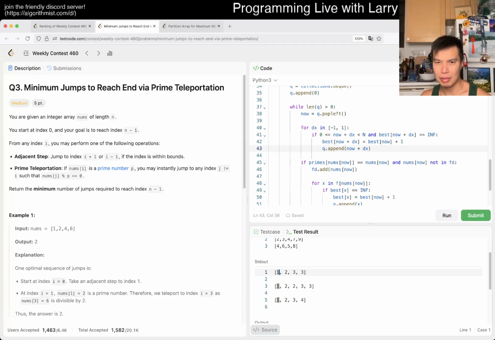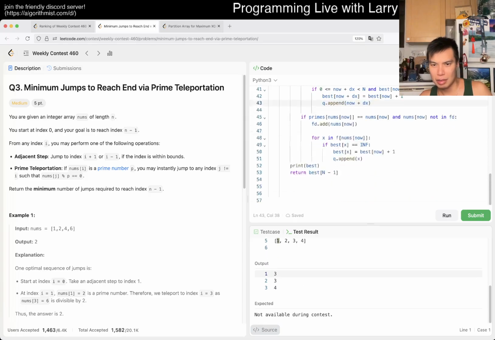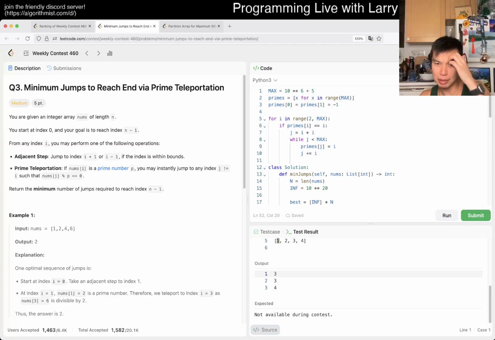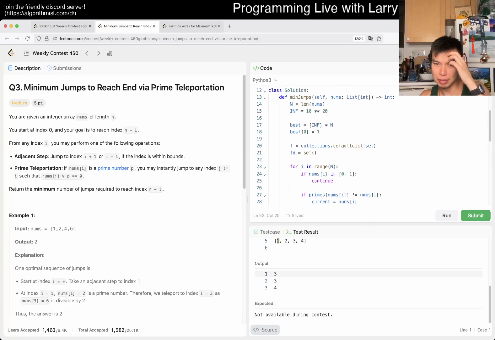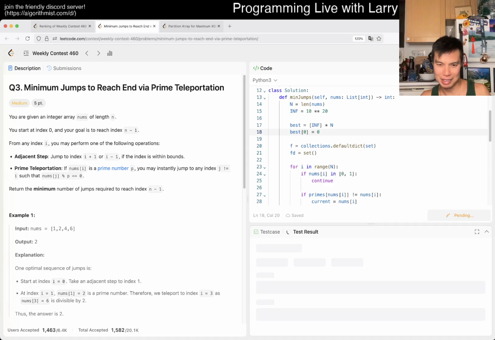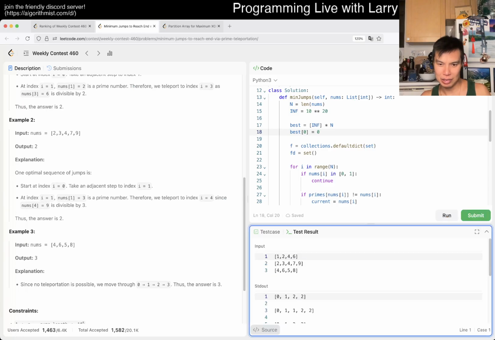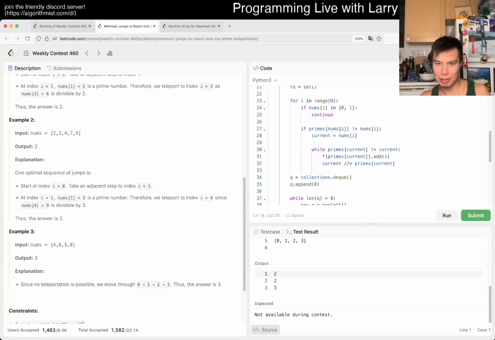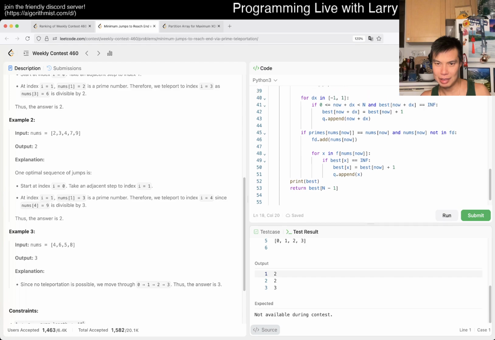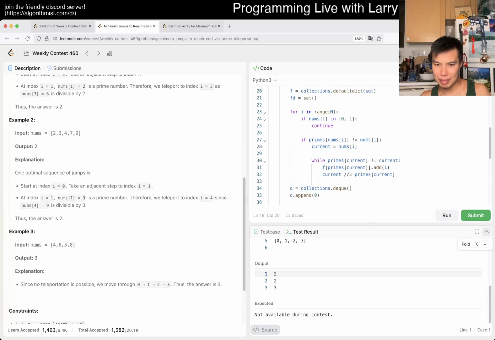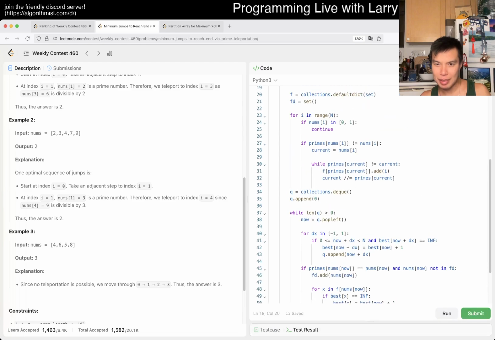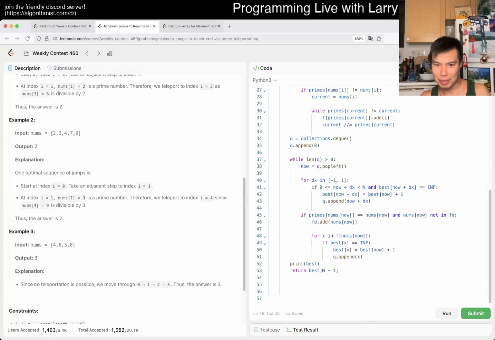Why does this have? Why is best of 0? Best of 0 is, oh, I just set it to 1. I was like, why is this 1? All right, 2, 2, 3. Okay, where's my print statement? Let's get rid of it. Where's my print? Oh, there it is.